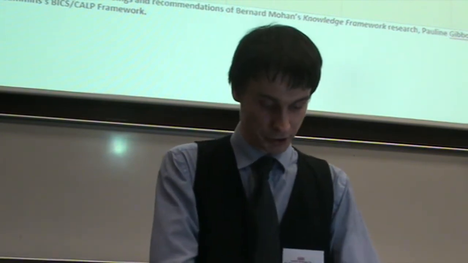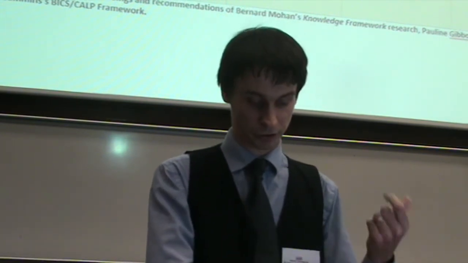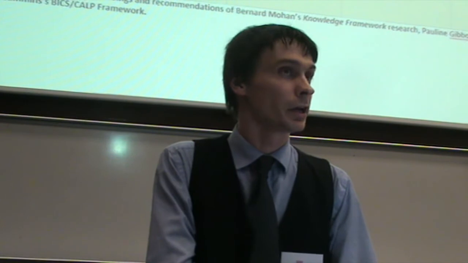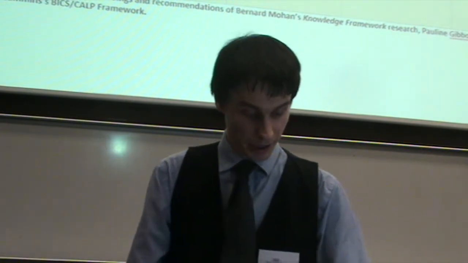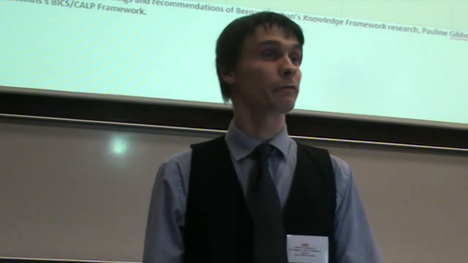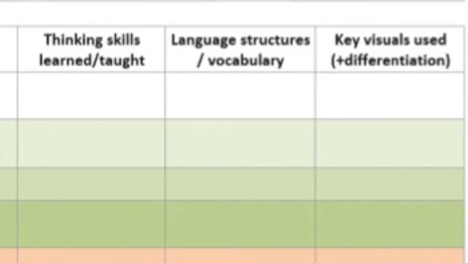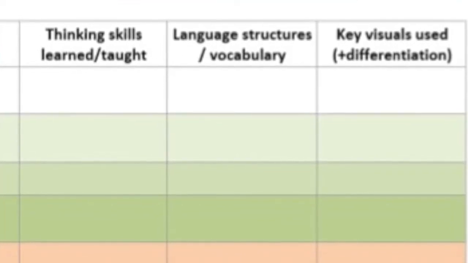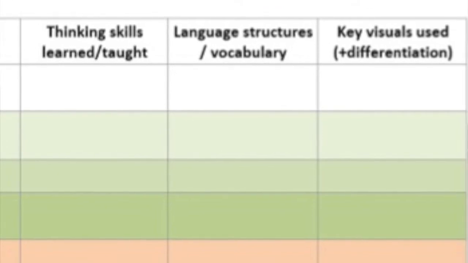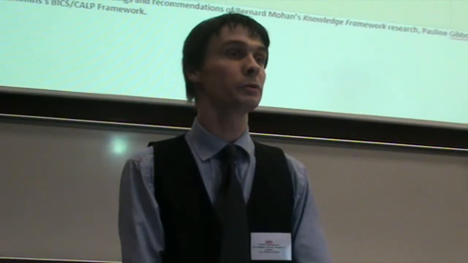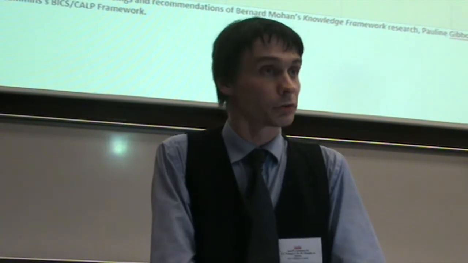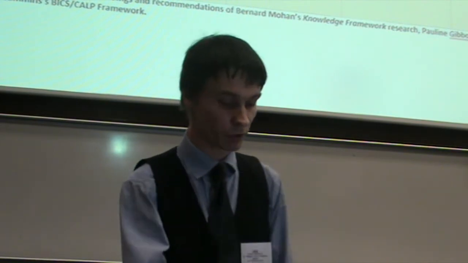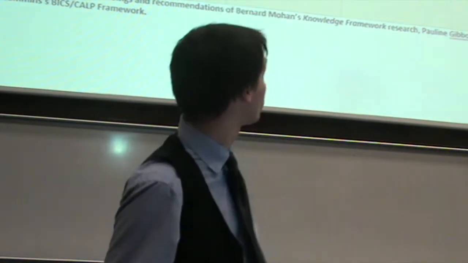Bernard Mohan has basically linked his knowledge structures, which are description, classification, sequence, principle, choice, and evaluation. He claims that they are actually used across the entire curriculum. And he linked them to the thinking skills. So, for instance, description can be linked to doing things like labeling, identifying, and locating. Then he linked them to language structures, and then to key visuals, which will be key graphic organizers. So this is what you can see in the last three columns on this framework. So that's one part of that. And that's what I've incorporated here.